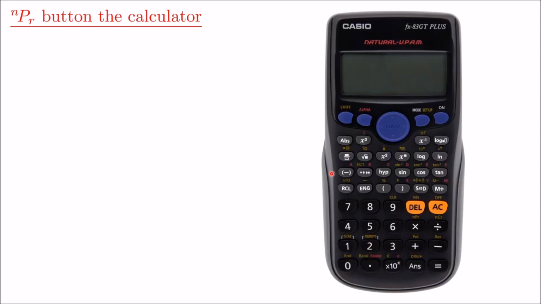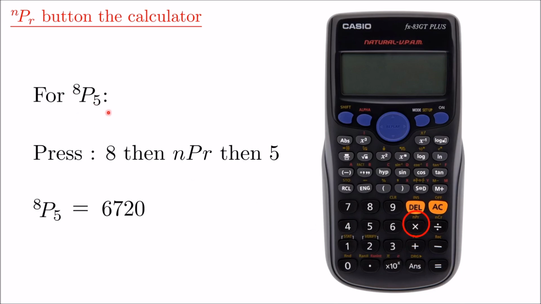Okay, just a quick word about how to do nPr on a calculator. On a calculator, you can see the nPr function right here. You access it with shift and then the multiplication button. So let's say you want to do 8P5: you type the initial number first, so put in 8, and then shift and the times button to access the nPr function. Then you type the second number that comes afterwards, and then just press equals. And you should get this number.